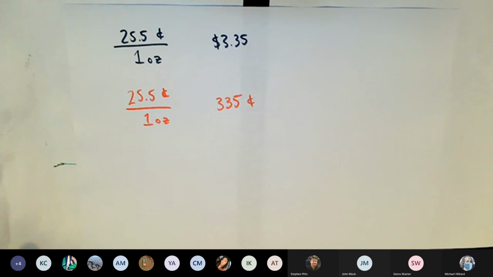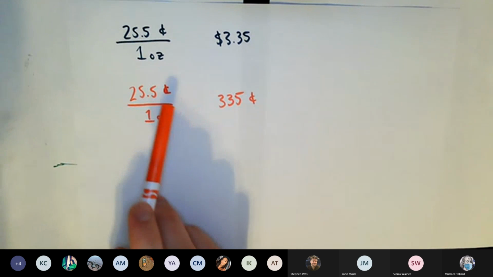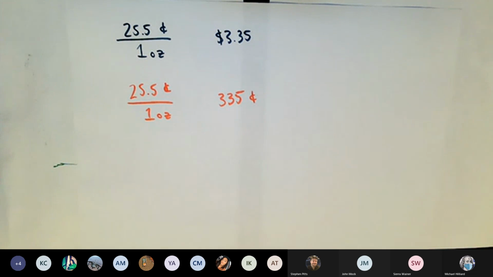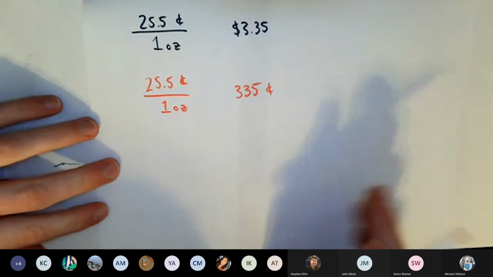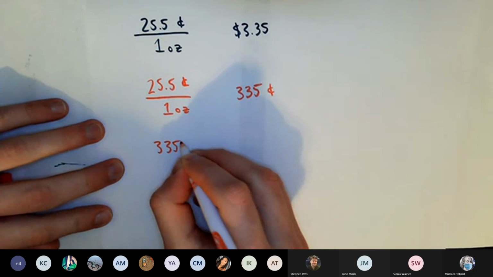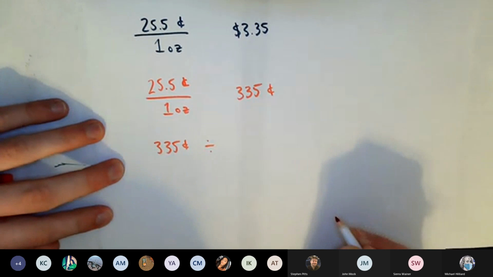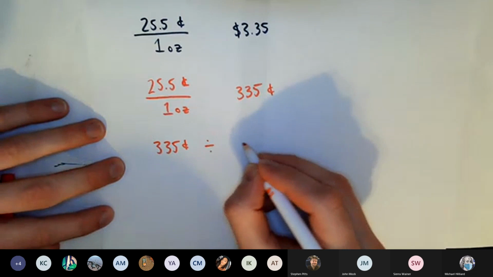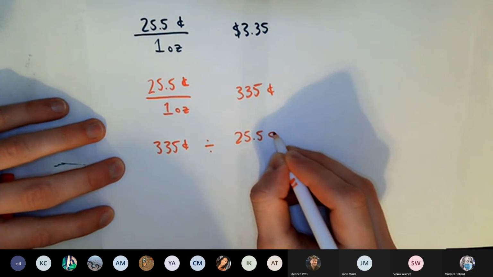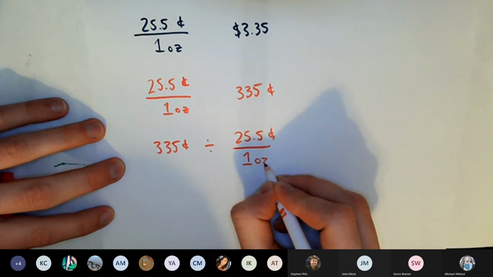$3.35 is the same as 335 cents. Okay. So now the thing I need to do is cancel the cents and end up with ounces in the top, right? But ounces is in the bottom. So what do we do here? We know a unit price of cents per ounce, and we have a number of cents. So what we're going to do is we're going to take that total and we're going to divide by this rate. And how do I know to do that?